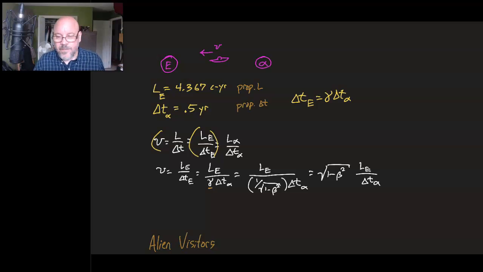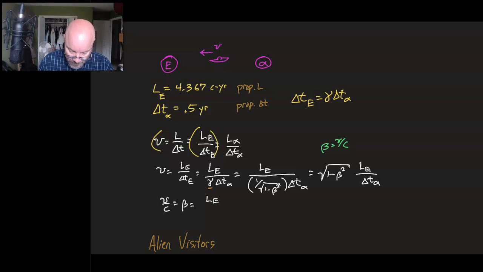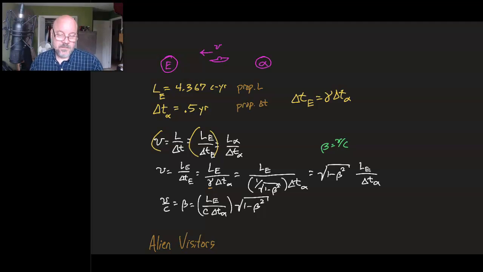Now it might still be a little confusing. You're like, wait a minute, where's the velocity? Remember that beta is v over c. So I tell you what, let's do this. Let's take v, we got v way over there on the left-hand side, and let's divide everything by c. And so what that means is I'm going to get v over c, and that's beta. But my v over c is L_E over, I got to put a c down here, delta t_alpha. And then I still need to have my square root of 1 minus beta squared term on there like that. But now the equation that I'm working with looks like this.